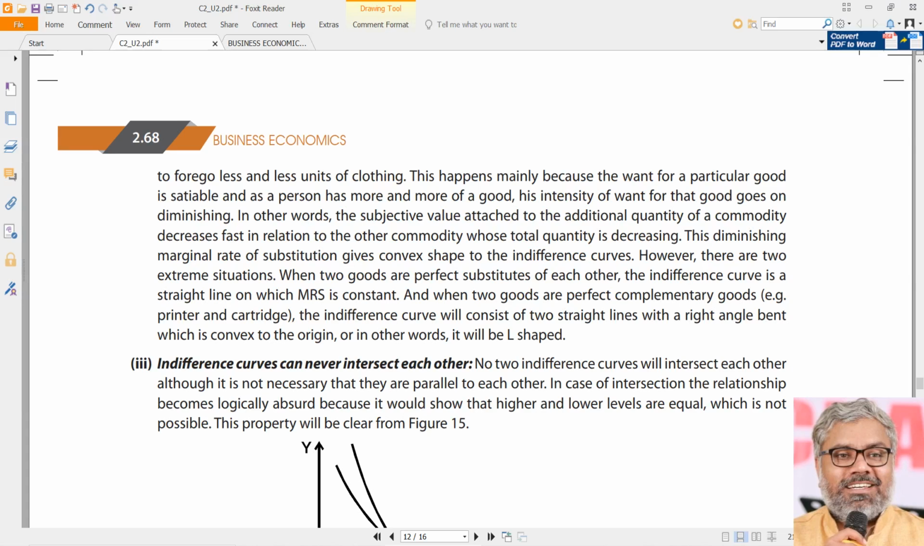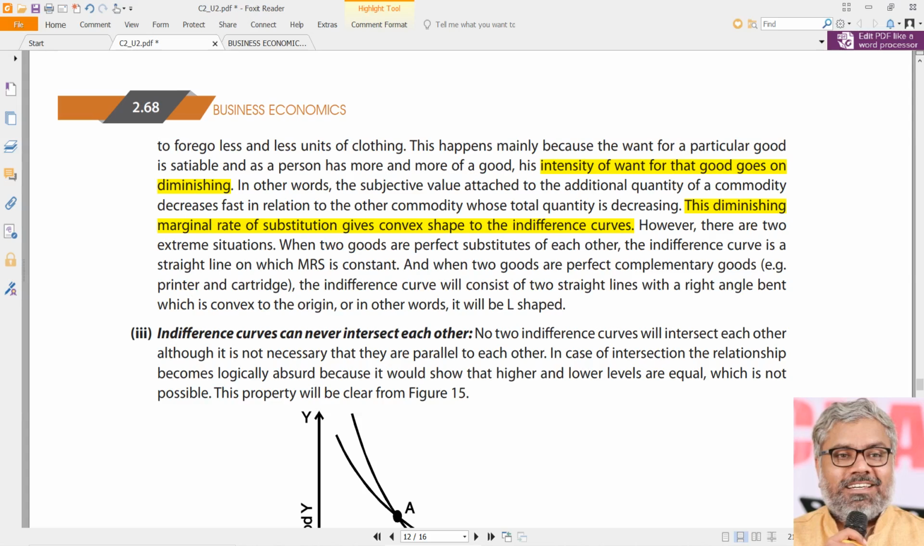Why does the marginal rate of substitution diminish? Because the intensity of want for the goods goes on diminishing naturally. That means the value attached to the additional quantity of a commodity always decreases faster. So the diminishing marginal rate of substitution gives a convex shape to the indifference curves. That is the common thing, normally what happens.